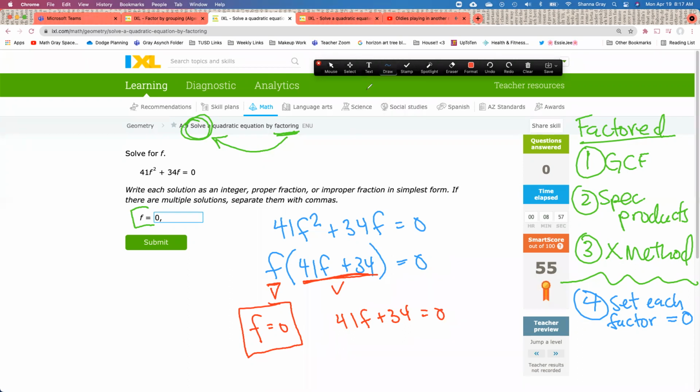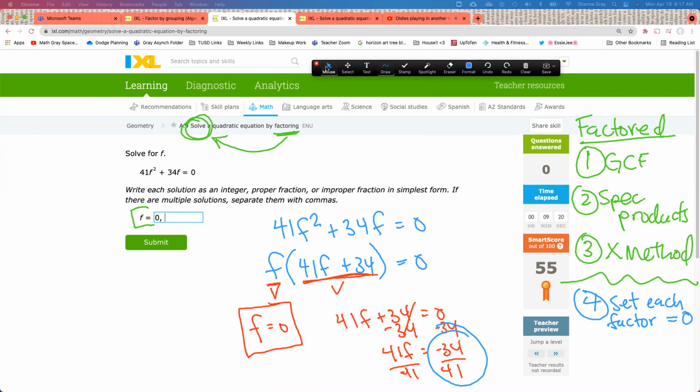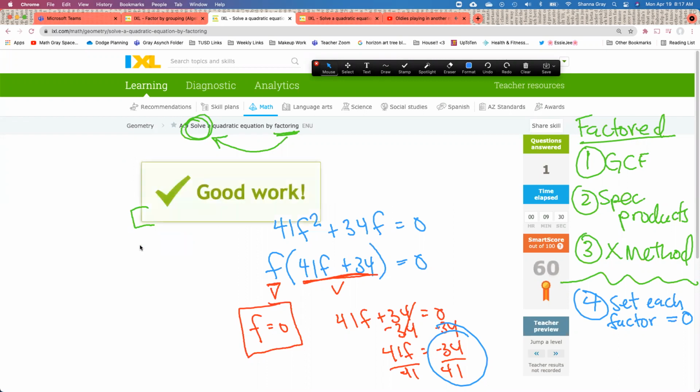So now I'm going to come over here and say, okay, if 41f plus 34 equals 0, then I need to solve for f by subtracting 34 from each side and then dividing by 41. So f equals this fraction, basically, which I can't reduce, right? So I'm going to put in negative 34 divided by 41. Oh, fingers crossed. Good work.